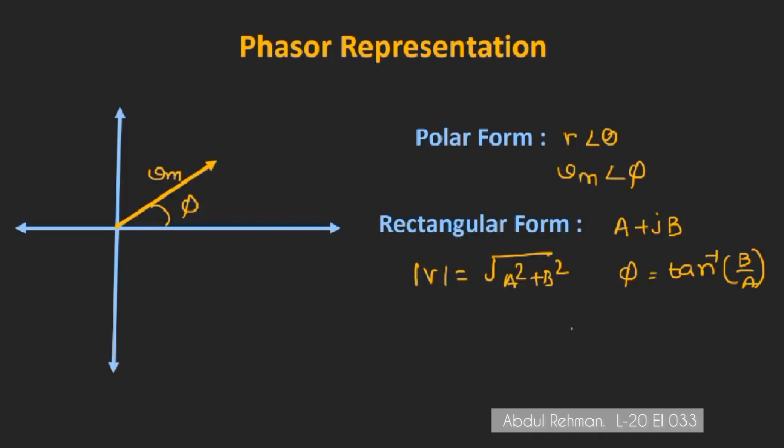The third form of representation is the exponential form, where we can represent the phasor in terms of Vm e to the power j phi. So these are the three basic representations by which we can represent a phasor.